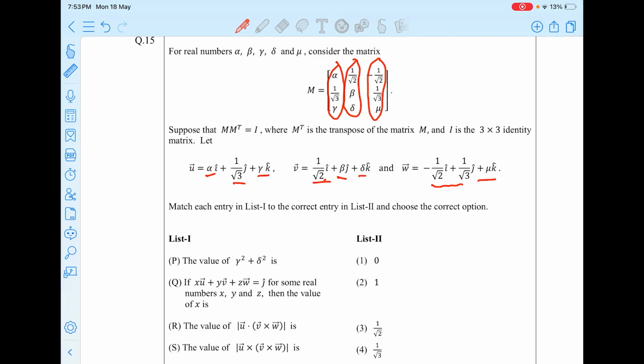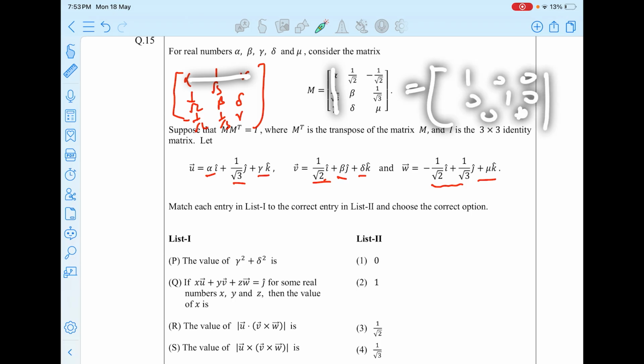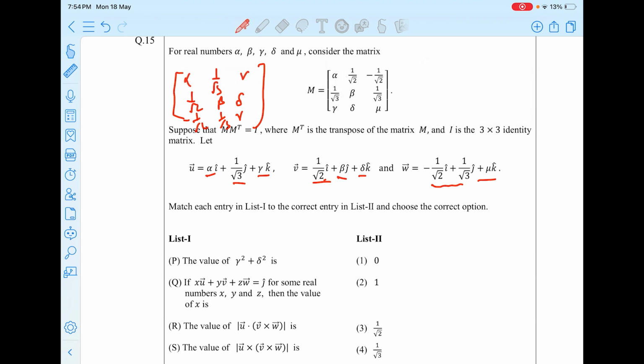Now if M transpose is I, then M transpose M will also be I. So what will be M transpose? Alpha, 1 by root 3, gamma, and here you will get 1 by root 2, beta, delta, and minus 1 by root 2, 1 by root 3, mu. If you multiply this with this matrix, M transpose M, what will you get? This into this will be the identity matrix, 1 0 0, 0 1 0, 0 0 1. So that means I can say that these are orthogonal vectors.